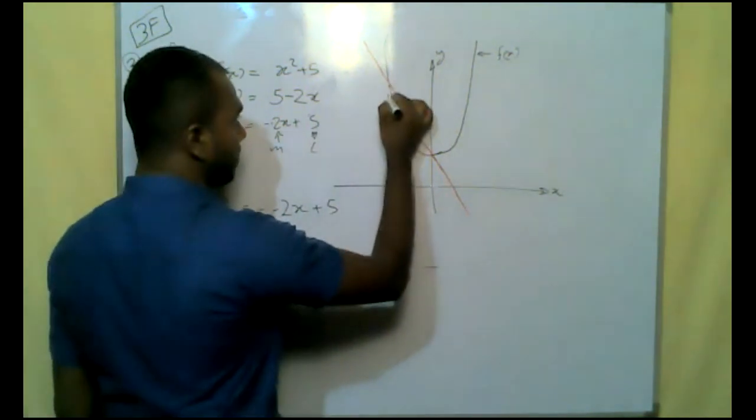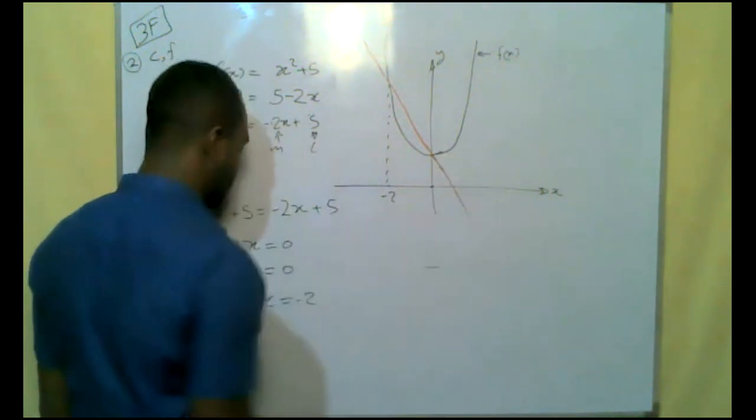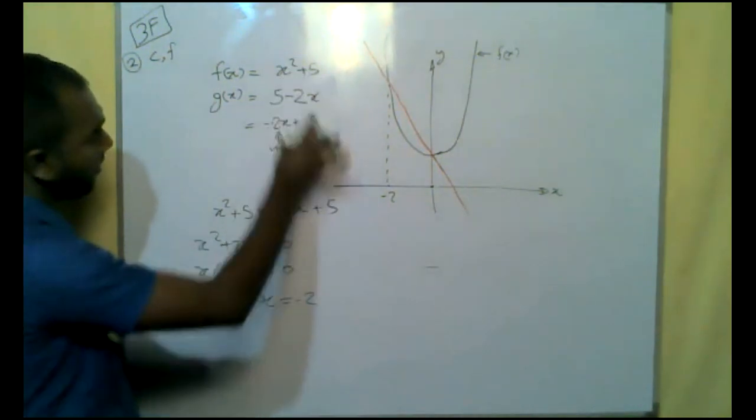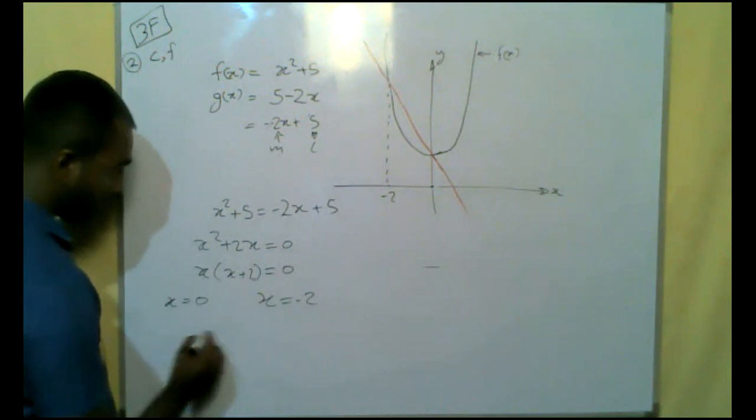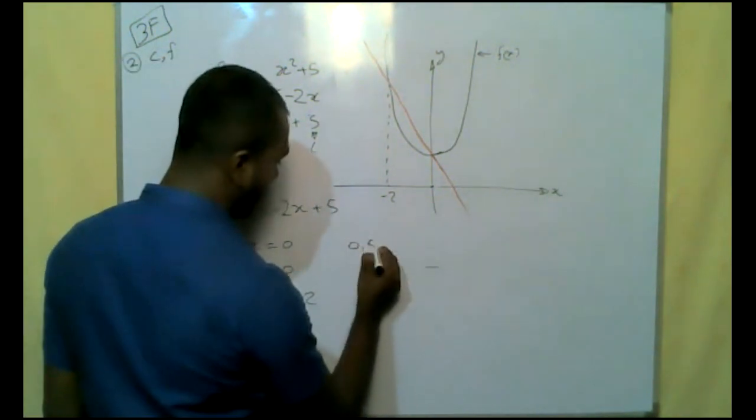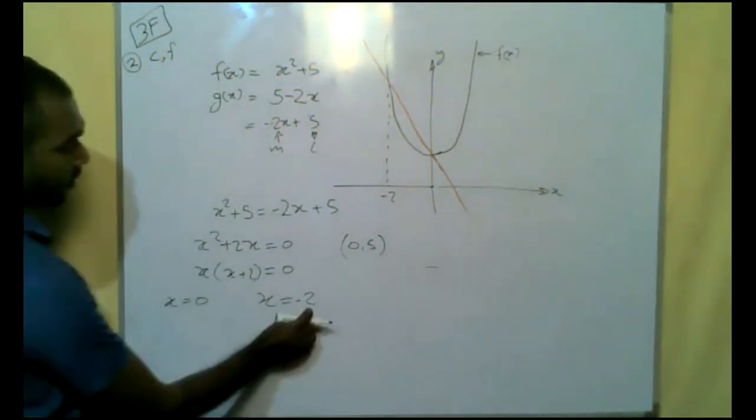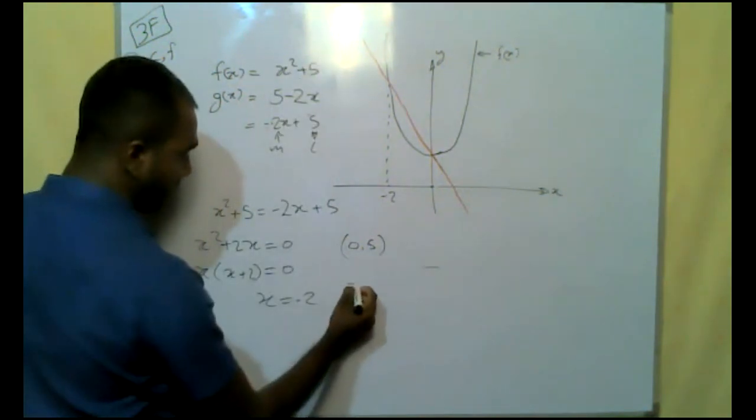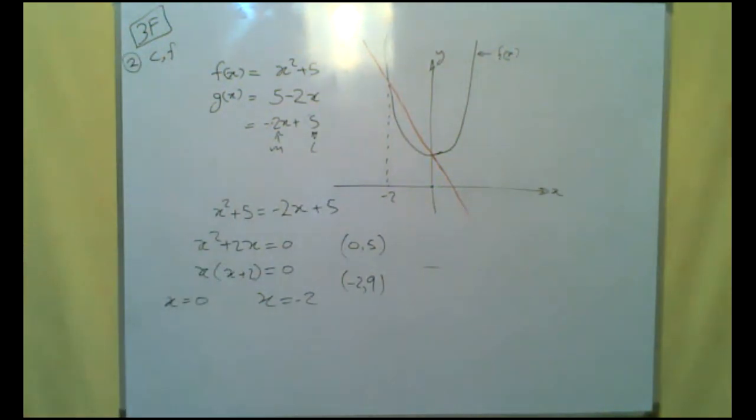So the other point of intersection is at x equals -2. Already we got one at 0. So when this happens, what are the values of f(x)? When x is 0, f(x) is 5. So (0, 5) is one point of intersection. And what is the other point? When x is -2, (-2) to the power 2 is 4, 4 plus 5 is 9. So (-2, 9) will be the other point. Okay, so we found those.